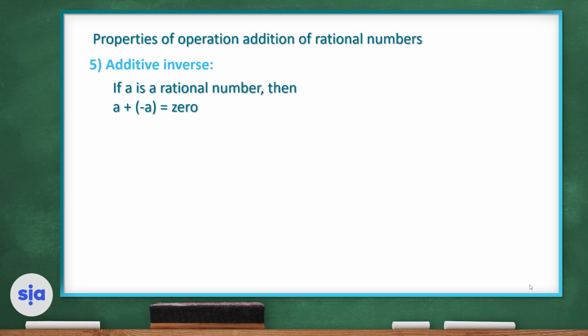Property number 5 is the additive inverse. If a is a rational number, then a plus negative a is equal to 0. The additive inverse, we change the sign of the number that we have. So 2 over 5 plus negative 2 over 5, it's always 0.